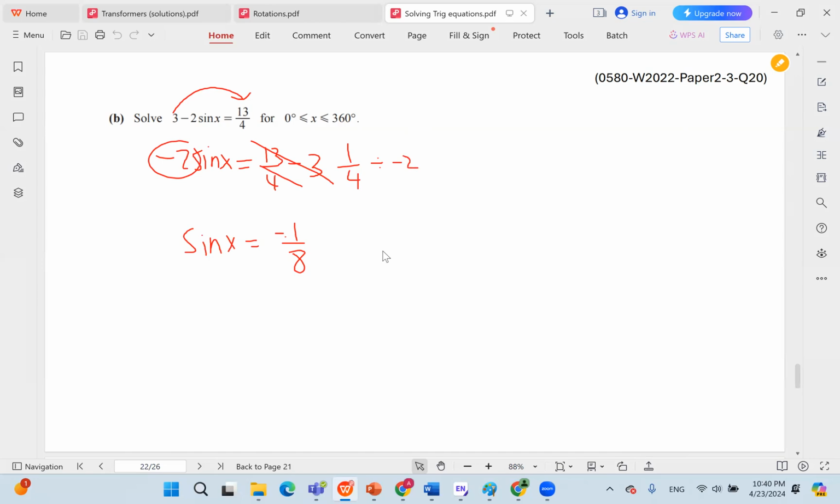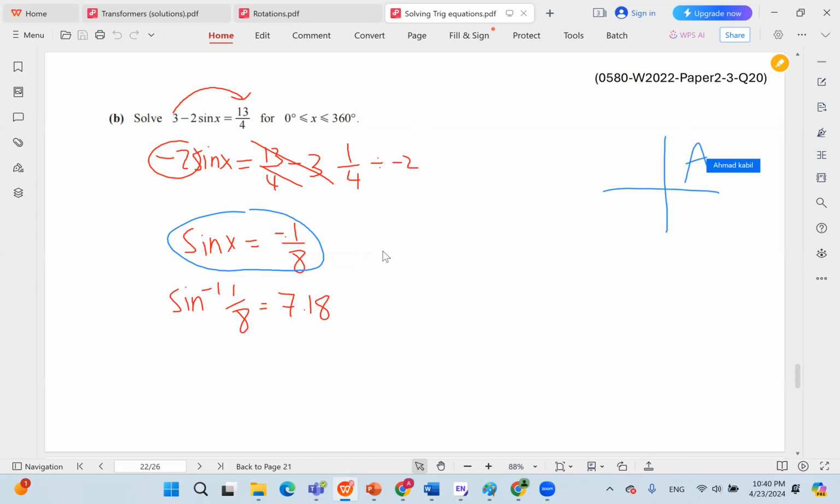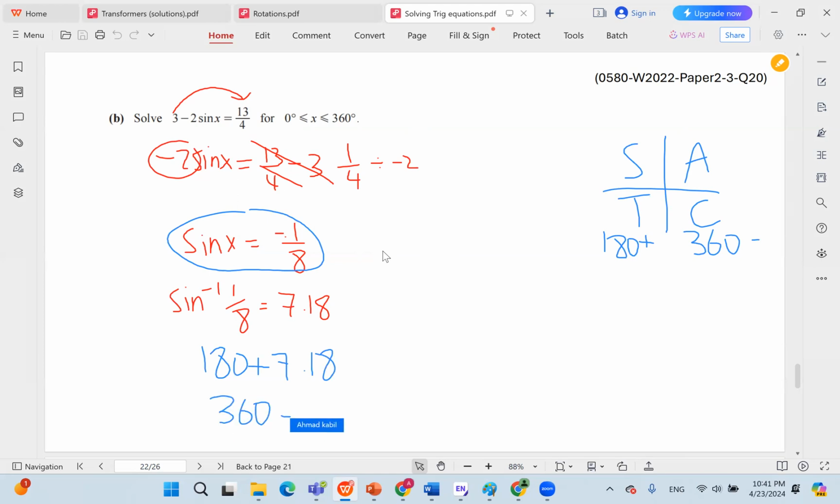So first we attempt shift sine of 1 over 8 on the calculator. Always make sure that your calculator is on degrees. So shift sine 1 over 8 gives us 7.18. Now, this is negative because the final equation was sine x equals something negative. So we're not going to use A or S. We're going to use T and C. So we're doing 180 plus and 360 minus. So again, we do 180 plus 7.18 and 360 minus 7.18.